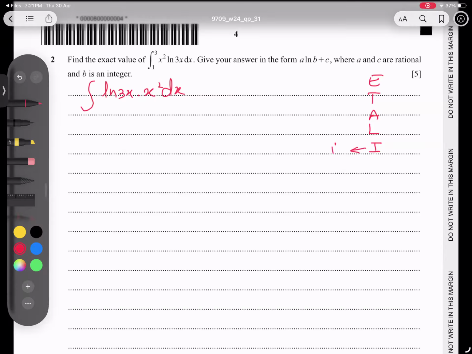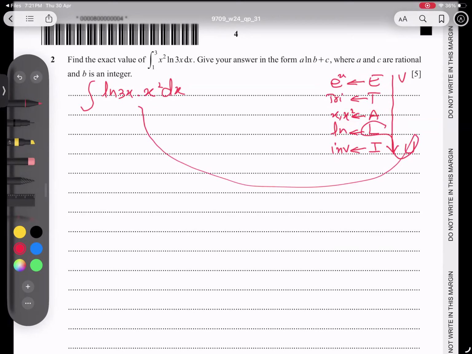I stands for inverse function, students. L stands for logarithm. A stands for algebra, I mean x or x square. T stands for trigonometry, I mean sine or cos. And E for exponential, e to the power x or e to the power 2x. Top to bottom, top is v, down is u. It means if exponential comes with algebra, exponential is the v function and algebra is the u function. So now see the order, logarithm is below, algebra is above. That is why logarithm I have taken as the u function and algebra is taken as the v function.